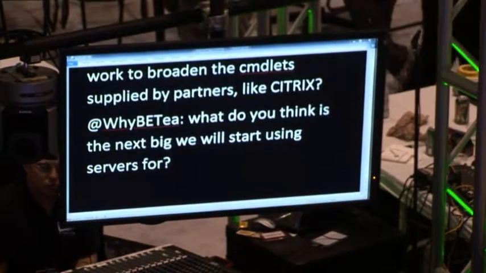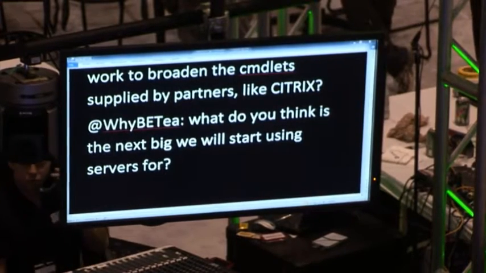Why Beta asks, what do you think is the next big thing we will start using servers for? Looking into your crystal ball, what do you think the next big challenge that servers are going to meet will be? Yeah, well, I think we talk a lot about the cloud, but I think data is the big thing. Big data, and by that, some people mean very specific things when they say big data. I don't. What I mean is the ability to gather tons and tons of data and transform that into a business advantage. Now, maybe that's with Hadoop, maybe it's with data mining, maybe it's with business intelligence, but this ability to just gather tons of data.